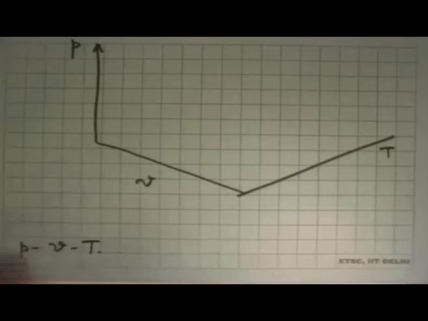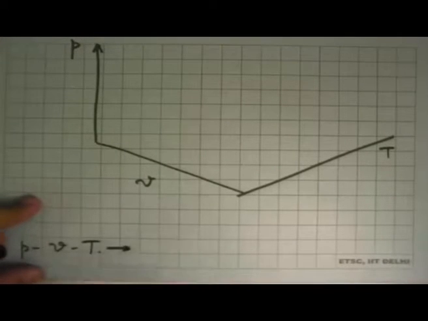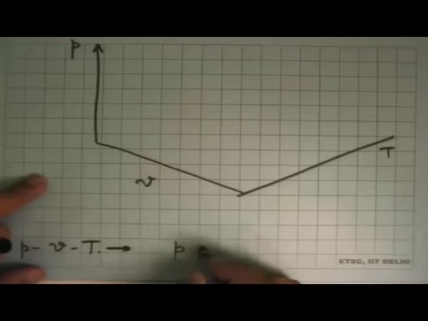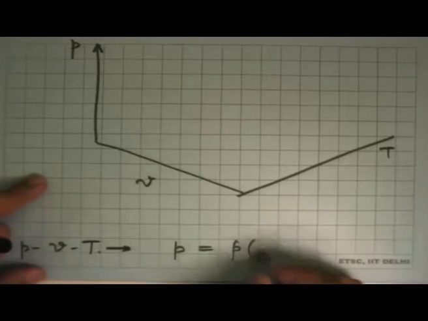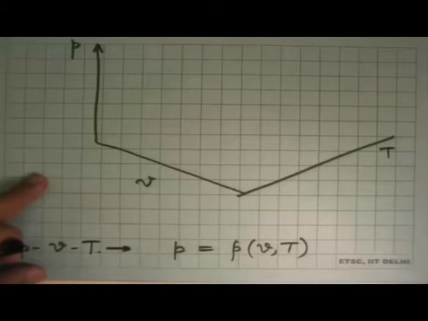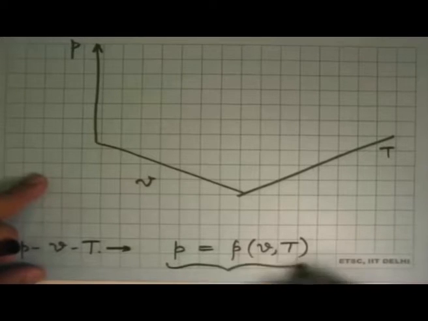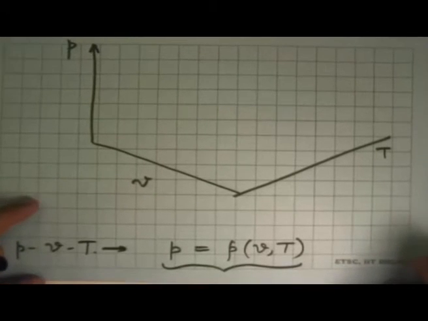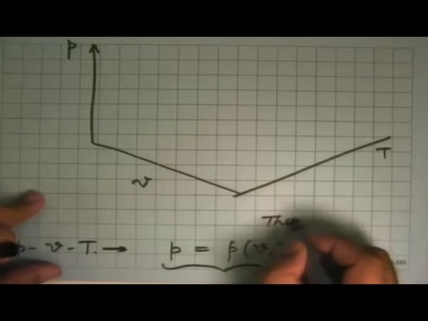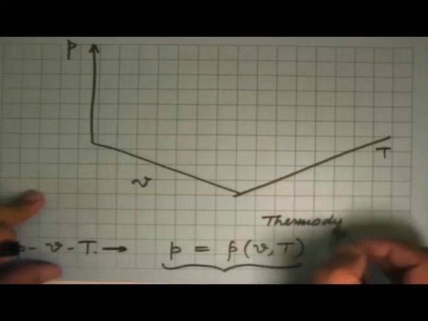Okay, so if we have this surface, we then fit an equation to this, say P as a function of V and T. And then we do something which we didn't look at in very much detail in the earlier part, which is to use thermodynamic relations.